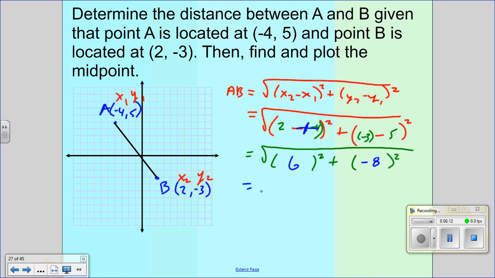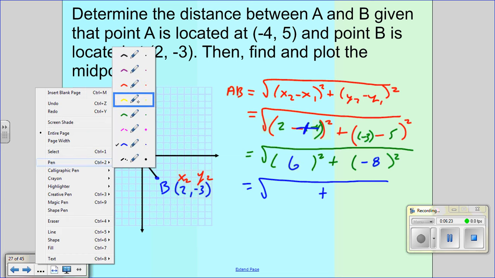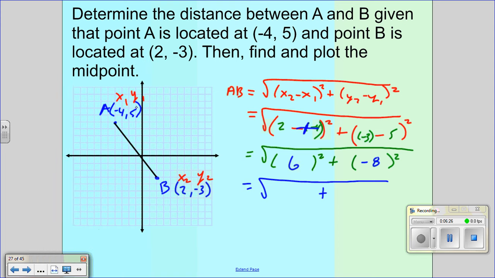So now, leaving the square root sign and the plus sign, the next stage is to calculate what 6 squared is. If you're squaring something, you're multiplying it by itself. So 6 times 6 is 36. For negative 8 squared, you take negative 8 times negative 8, and that gives you a positive 64, because negative times negative is positive.